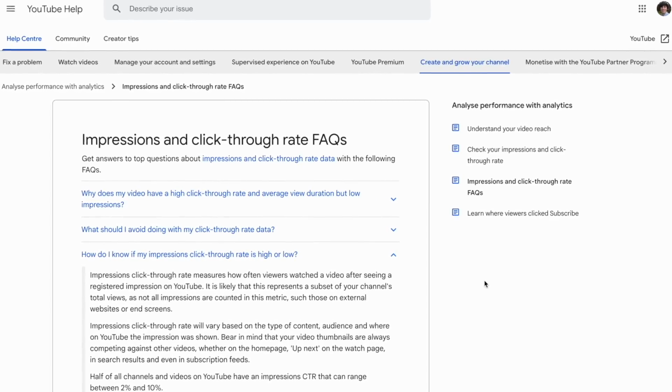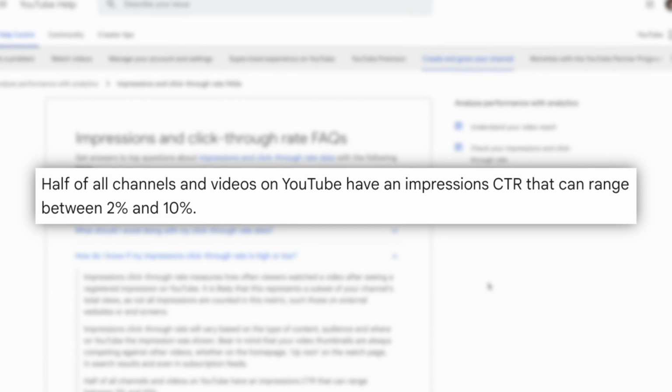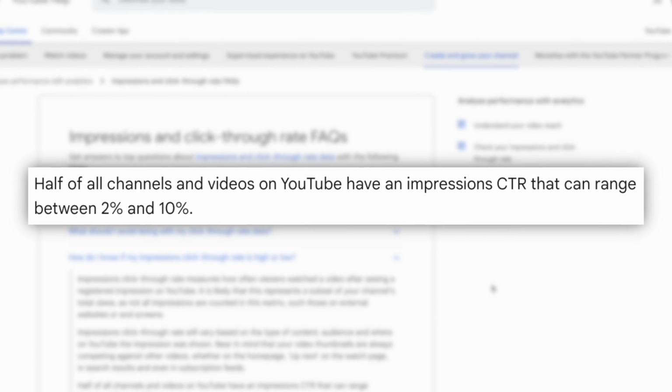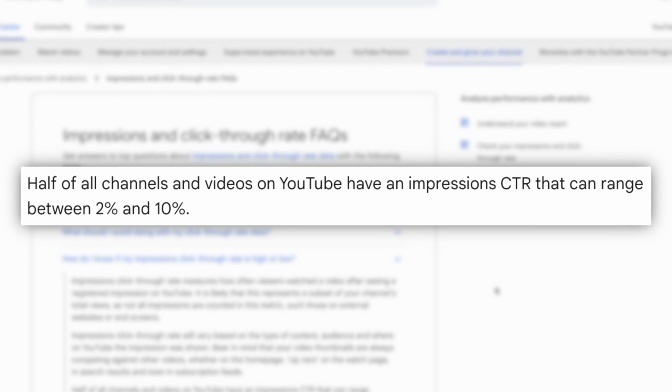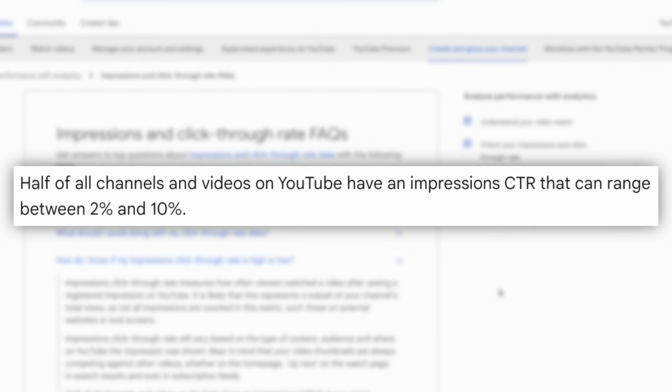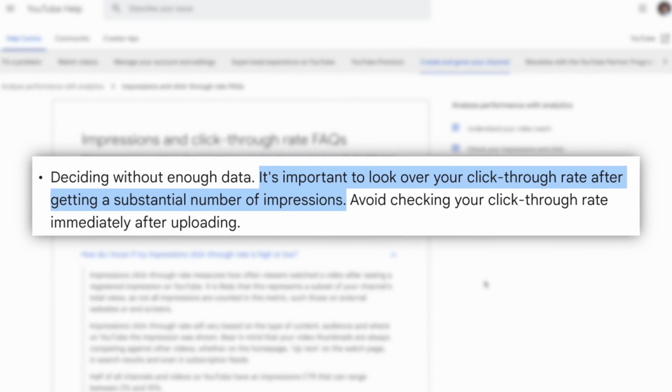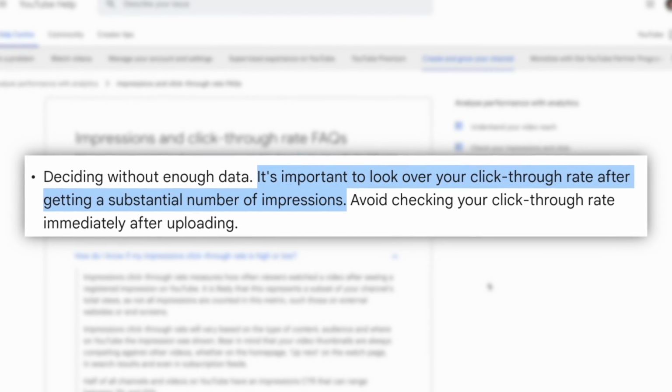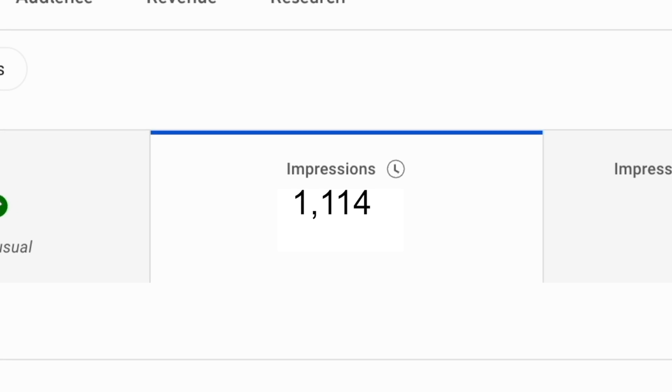And now let's take a look at what YouTube says that you should be aiming for. In the official help pages of YouTube, they say that half of all channels and videos on YouTube have an impressions click-through rate that can range between 2 and 10%. But that does not tell the whole story. In fact, they go on to say that you shouldn't be looking at the click-through rate number alone. You need to pay attention to those impression numbers as well, because just having a higher click-through rate does not mean that your video is doing well.